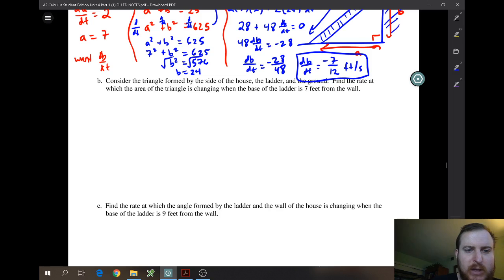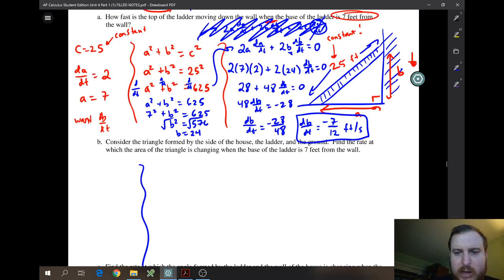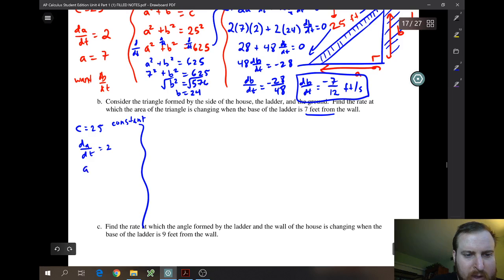So we kind of have our same givens. And actually now we even know more because we've solved for this and it's the same 7 feet. So we still know C is 25, and we know that that's a constant, which is nice to know. We still know dA/dt is 2. We still know A is 7. But now because we've already done a lot of this work, we now also know B is 24, and we know dB/dt is negative 7 over 12.